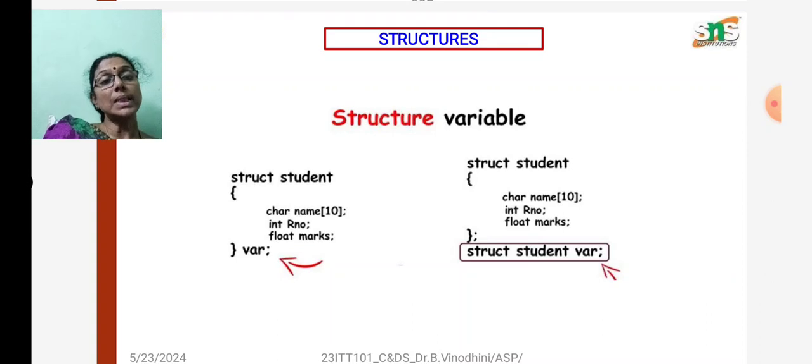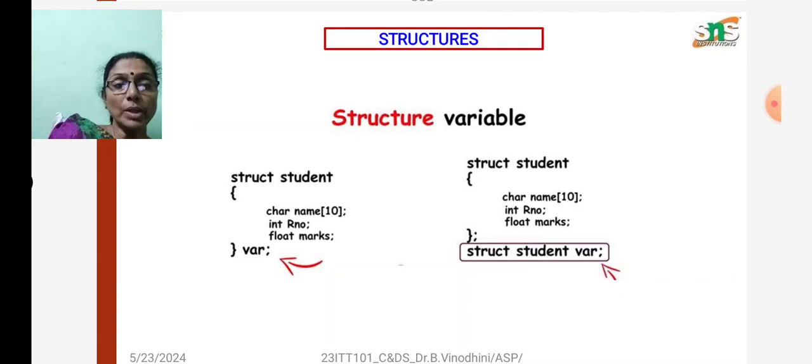The other way is struct student with open and close braces, and inside we have different elements, and next to that we have the struct student. Here struct student is the data type of the given structure. Normally for a variable we have a data type like int, float and char, but a structure is a user defined data type. Here we are defining the student record using the struct keyword. So struct student is the data type, followed by the variable and semicolon. This is the other way of declaring the structure variable.